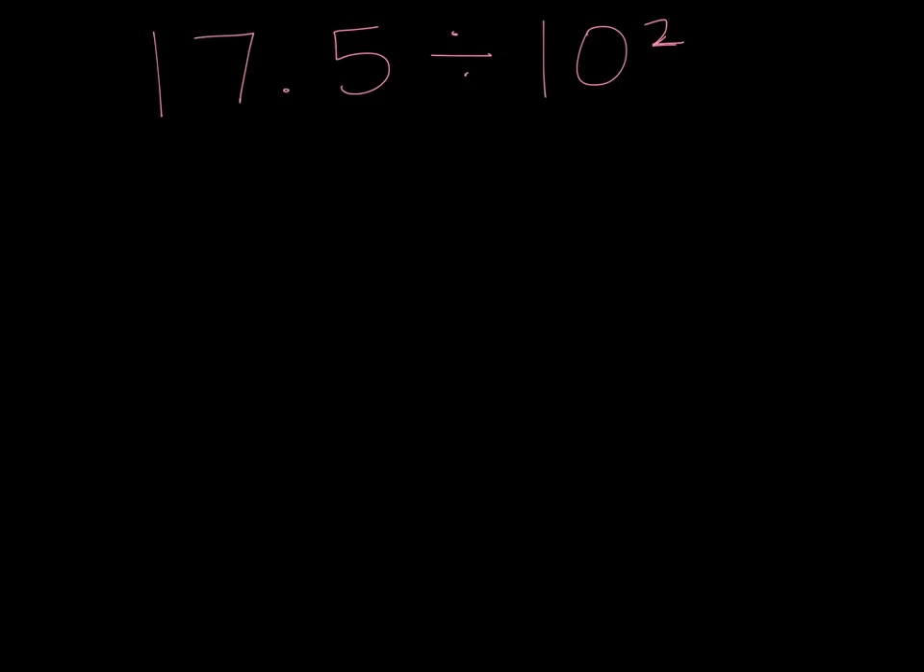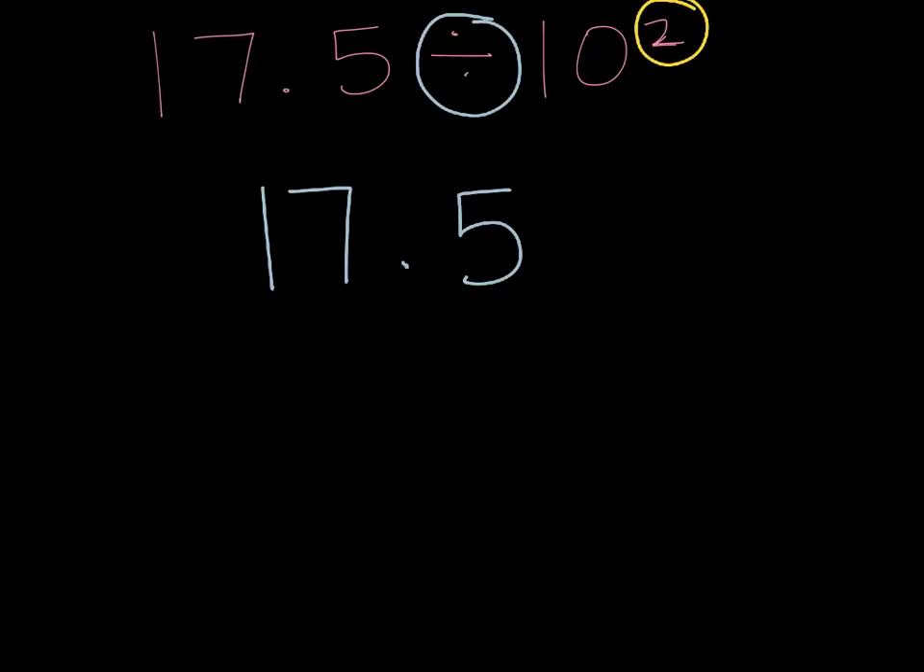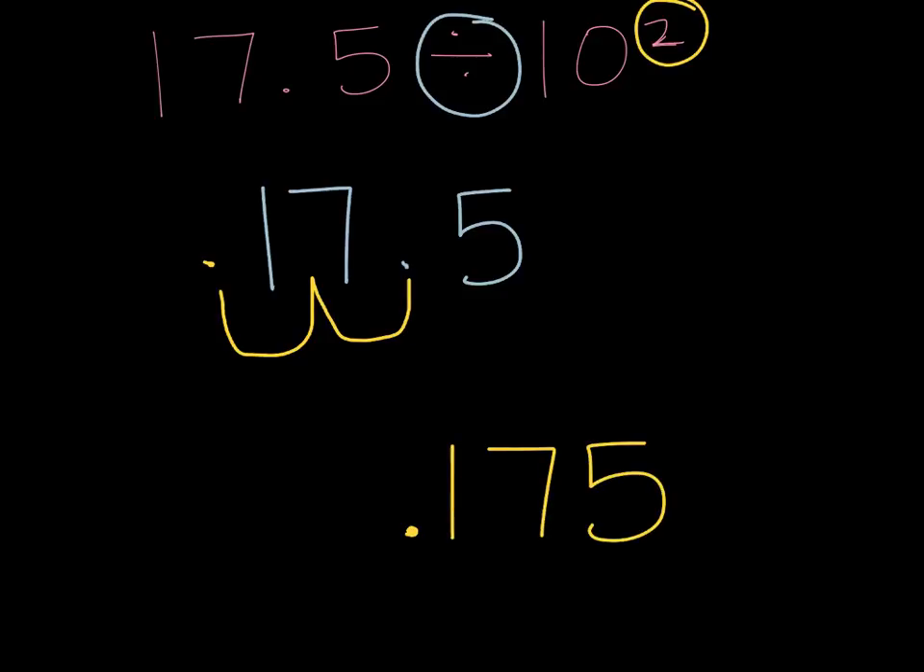Let's do another one. Here we have 17.5 divided by 10 squared. Again, we're dividing. We're making our number smaller, so we're going to move our decimal point to the left, and we're going to move it 2 times. So when we move it 2 times, we end up with 0.175. Our new quotient is 175 thousandths.